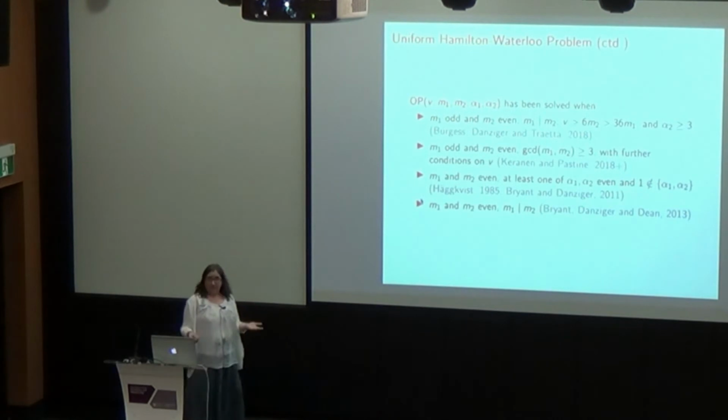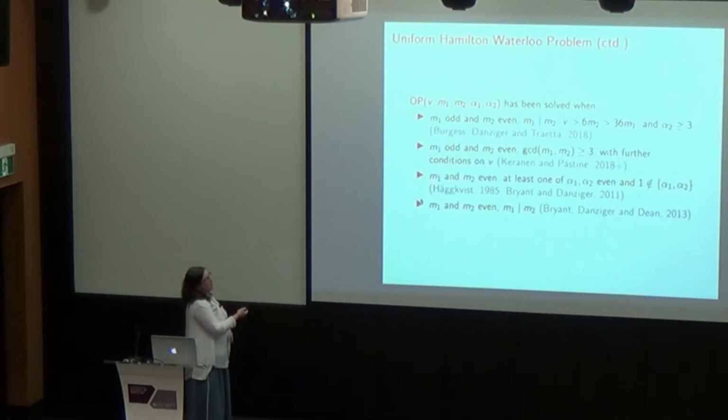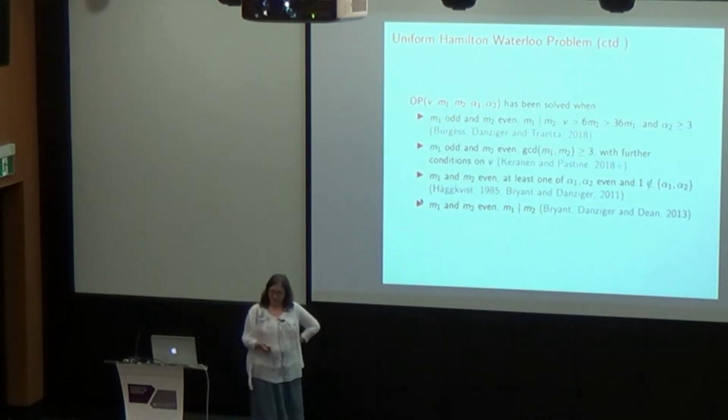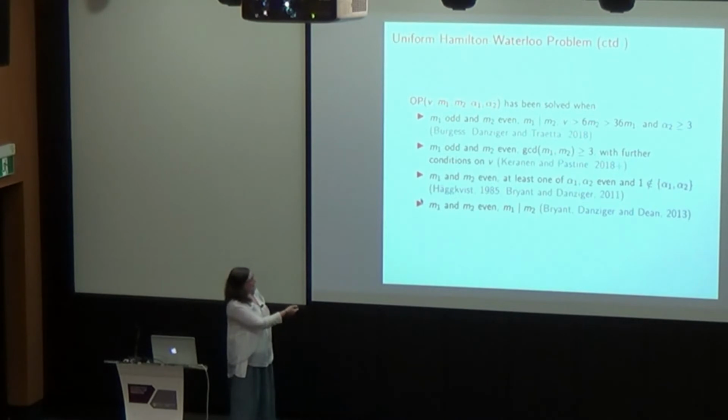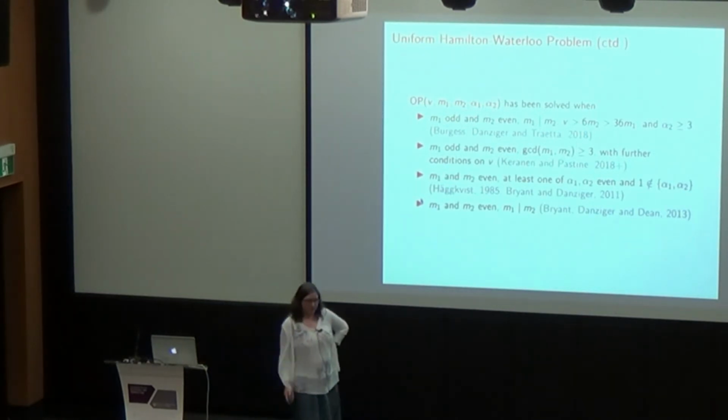When the cycle lengths are both even, this is known: the Hamilton-Waterloo problem has been completely solved when at least one of alpha 1 and alpha 2 is even, but neither is 1, or when one cycle length is a divisor of the other. We've also been working on filling in the case where we can have an odd number of CM1 or CM2 factors, and we have some results in that area as well.